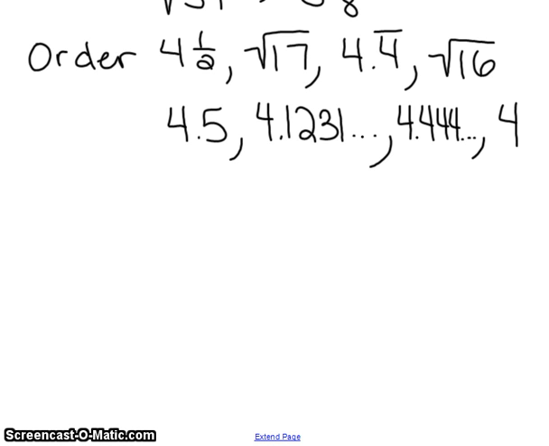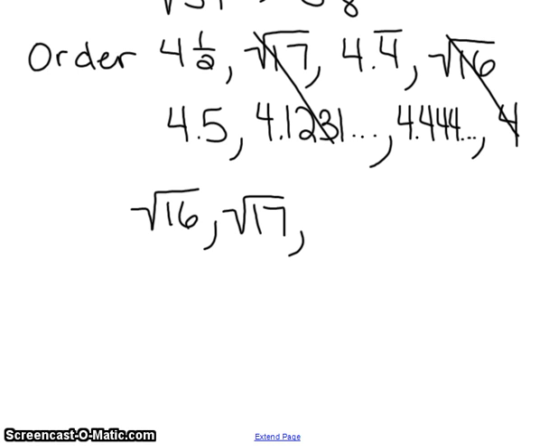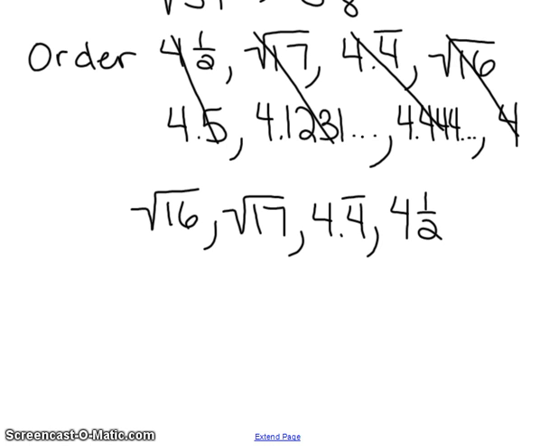So when we look at those, our smallest number is going to be 4, so that's first. But I'm going to write them with what we started with. So square root of 16. Okay, so then that's gone. And our next smallest number is going to be square root of 17. Then 4.4 repeating, and finally 4 1/2. So the key to these is really just putting them in decimal form and then ordering them like normal.